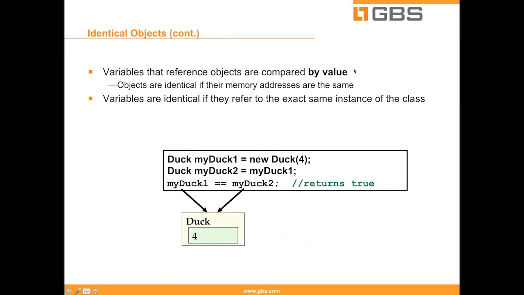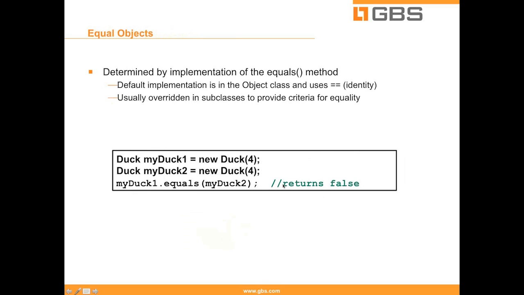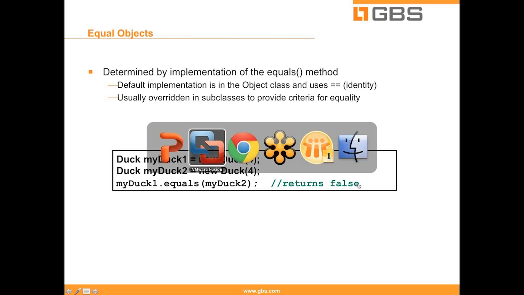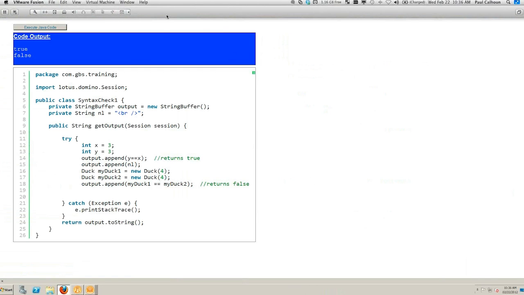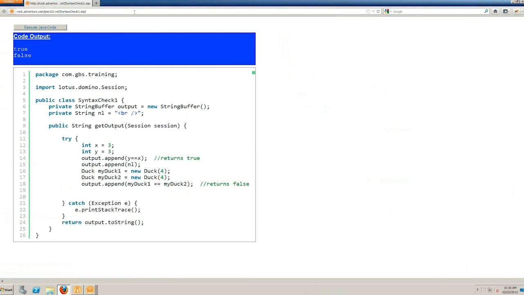Again, variables that reference objects are compared by value, identical if their memory addresses are the same. So variables are identical if they refer to the exact same instance of the class, and that's going to return true. For equal objects, there is a .equals. If we determine by implementation of the equals method, a lot of times you would say myDuck1 equals myDuck2, but it's not the same. It doesn't equal that because it doesn't return the same memory space or the same memory pointer.